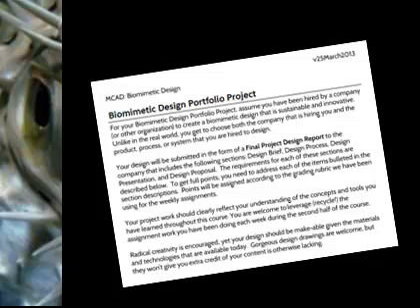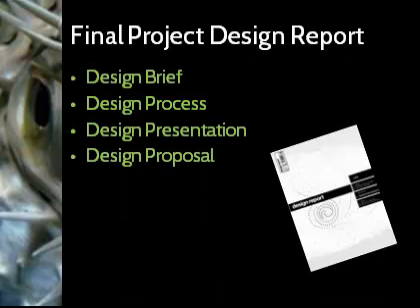So the next thing you're going to do in lesson 5.1 is to read through the biomimetic design portfolio project assignment. It's 2 pages, and it describes what the assignment is and how you're going to do it. The main thing you're going to be turning in is what we're calling a final project design report. And again, the next several weeks are designed so that every week you work on assignments that help fill in different components of the design report.